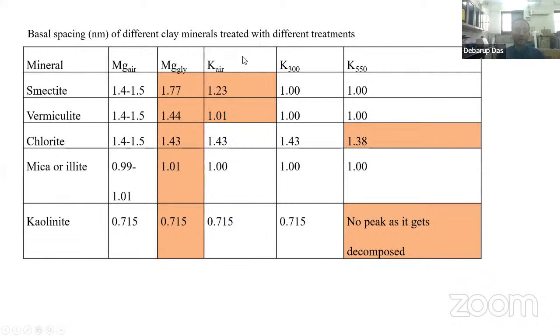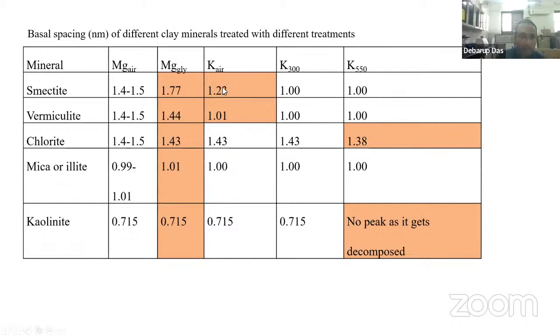What is important for your exam is this. Magnesium saturated glycerol solvated smectite: 1.77 nanometer, or say 1.8 nanometer. Vermiculite: 1.4 or 1.44. Chlorite: 1.43 or maybe 1.4. Mica or illite: 1.01. Kaolinite: 0.715, or say 0.71, or maybe 0.72.